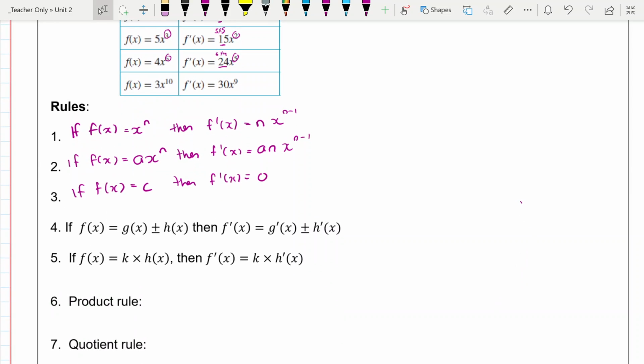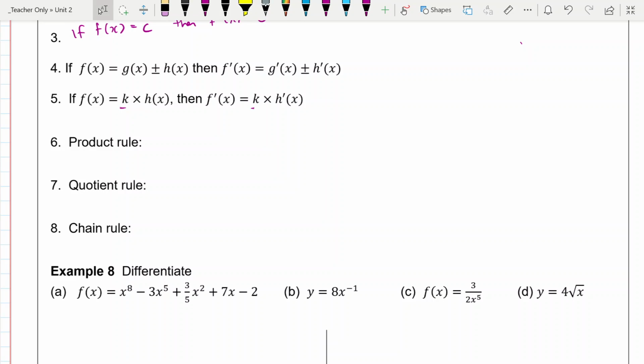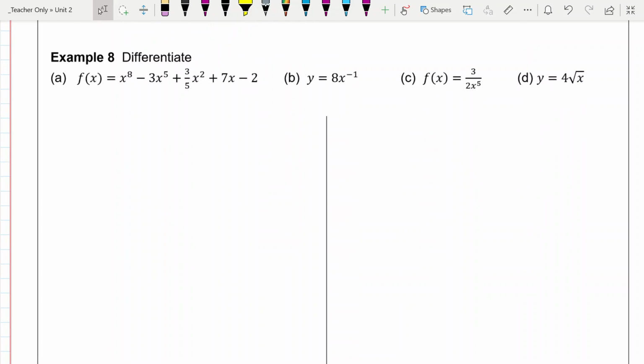We can also, if we're adding two functions or two expressions, just add each of their respective derivatives, or subtract each of their respective derivatives. And if we're multiplying a function by a constant, then the derivative is just that constant multiplied by that derivative. I'm going to leave out the product, quotient, and chain rule for now. We will come back to them, I promise. Alright, so let's have a look at finding a derivative.